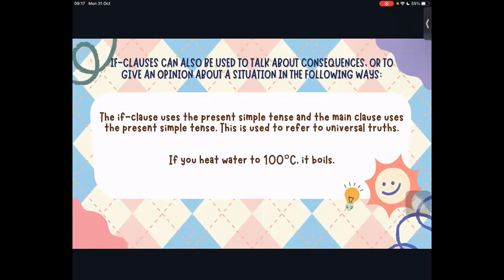If clauses can also be used to talk about consequences or to give an opinion about a situation in the following way. The if clause uses the present simple tense and the main clause uses the present simple tense. This is used to refer to universal truth. If you heat water to 100 Celsius, it boils.